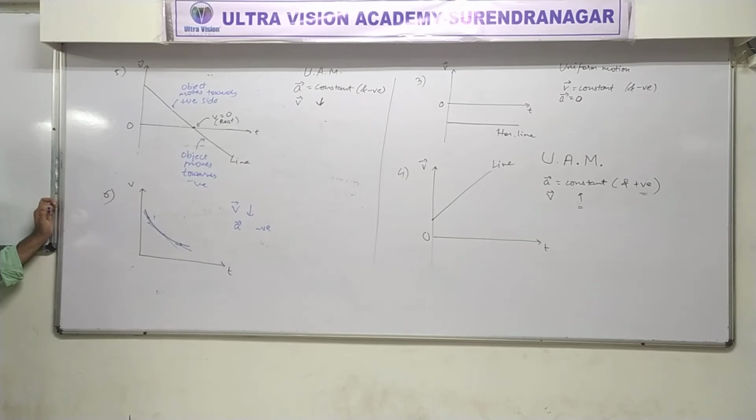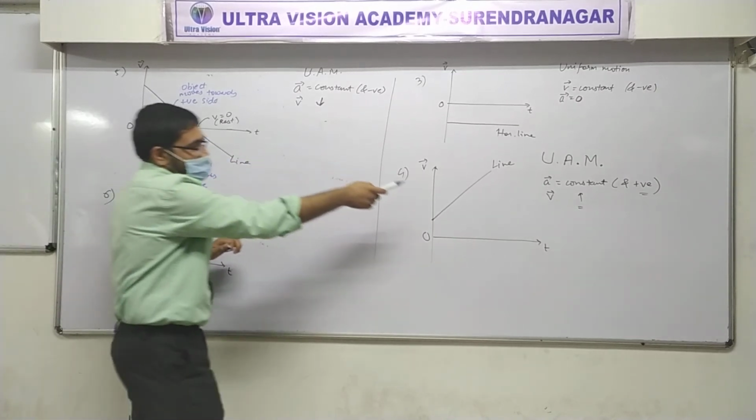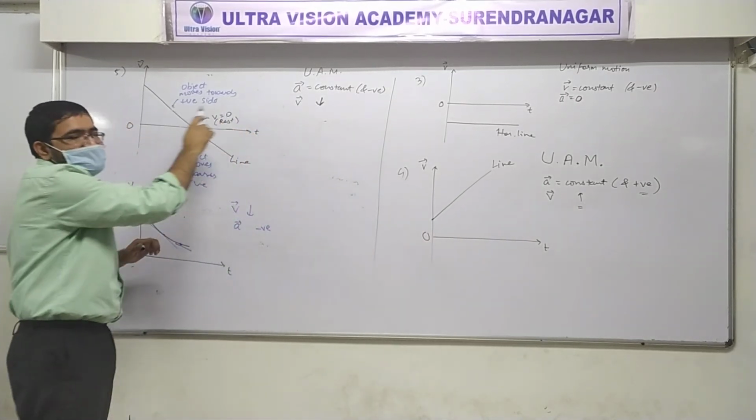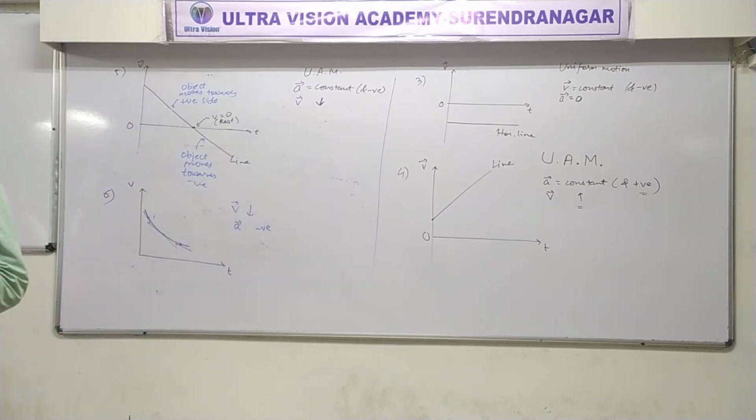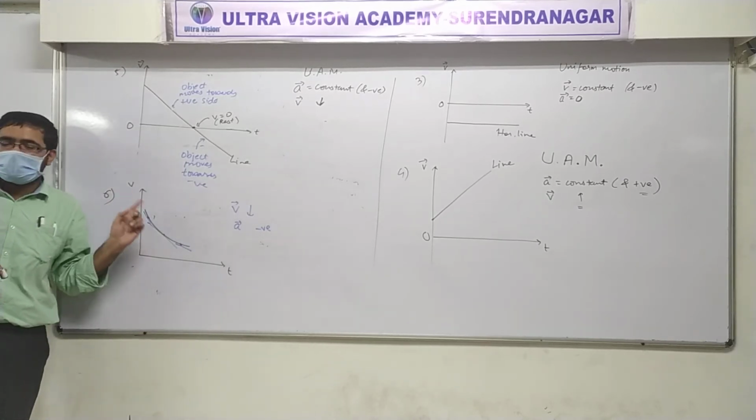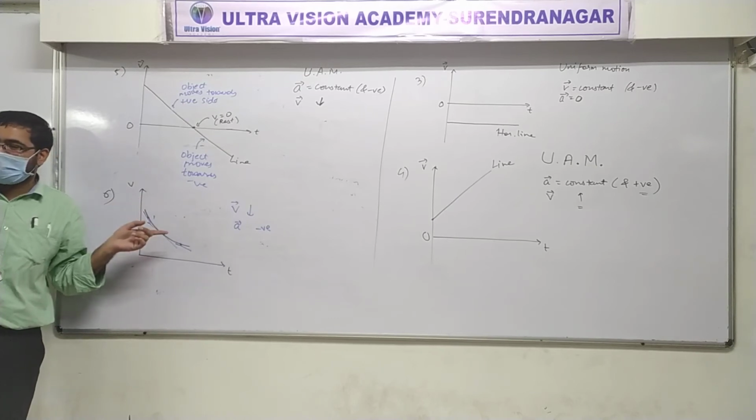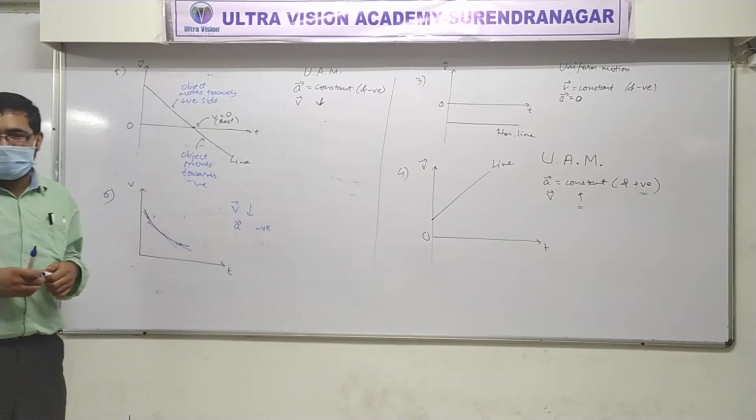If the graph would be a straight line, then acceleration would be constant. Which graph should be a straight line? VT graph should be a straight line. Then acceleration is constant. But here, is this VT graph a straight line? No. So is acceleration constant? No. Is this uniformly accelerated motion? No. Then what is it called?